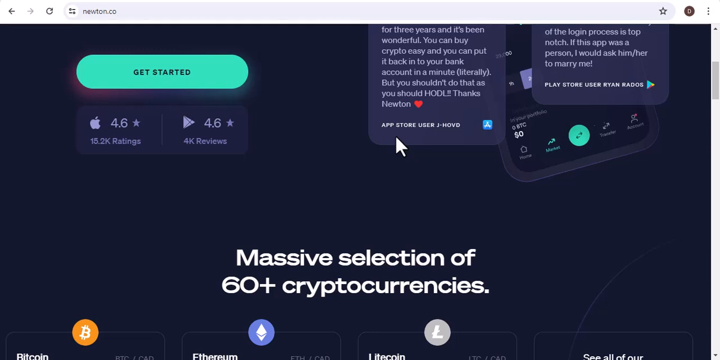How to sell USDT in Newton? Selling USDT in Newton is just as easy as buying it. All you need to do is go to the USDT page and click on the Sell button.